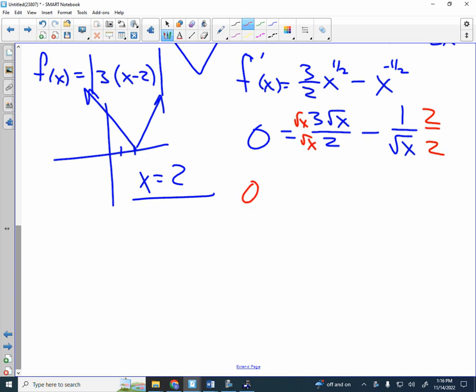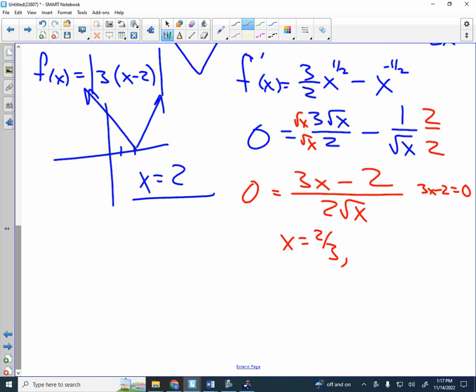So I have 0 is equal to, what does this become here? 3x minus 2 over, what's the denominator? 2 roots of x. Okay. Is the top ever equal to 0? Yeah, for what value? Where is 3x minus 2 equal to 0? Yep, x equals 2/3. Is the bottom ever equal to 0?